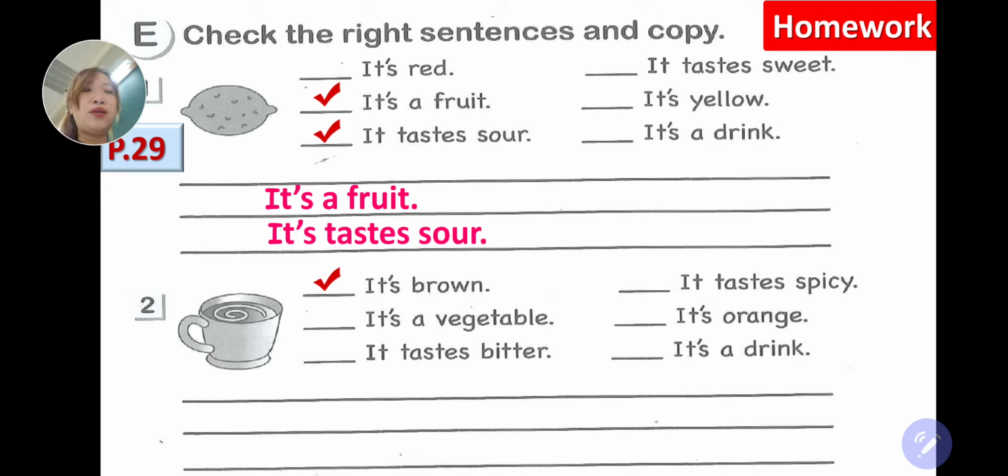Number three, it tastes bitter? 它尝起来是苦的吗？Yes. It tastes spicy? 它尝起来是辣辣的吗？No. It's orange? 它是橘色的吗？No. Number five, it's a drink? 它是可以喝的吗？Yes. So you have to write down the three sentences as below, okay? 在下面请你写三个句子，把它写在这个下面的句子里面，okay? That will be your homework. Let's move on to number three.